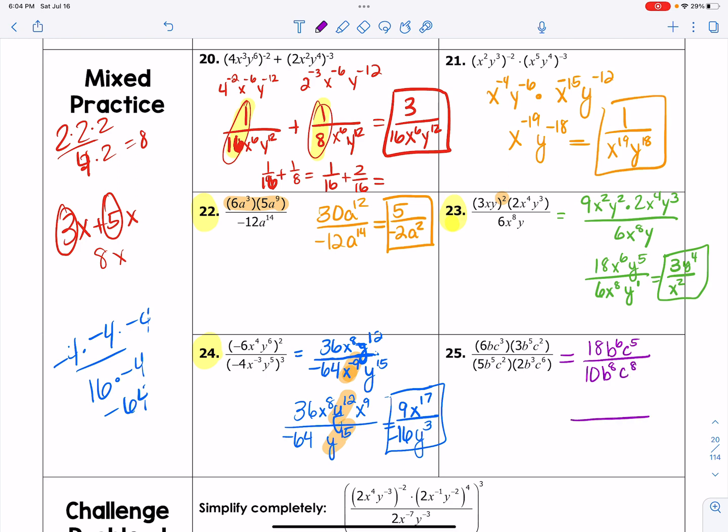And now I'm going to reduce. So 2 goes into 18 9 times. 2 goes into 10 5 times. My b's, the bigger one's on the bottom, so b squared on the bottom. And my c's, the bigger one's on the bottom, so c cubed on the bottom.